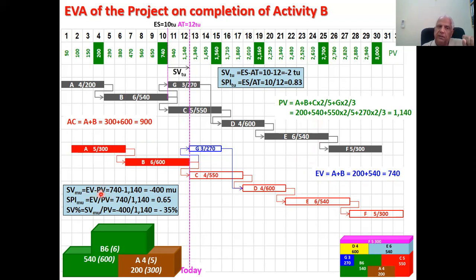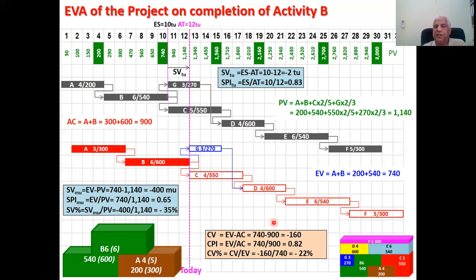Instead of subtraction, division gives you 65%. If you compare earned value with actual cost, you get an idea where the project is going in terms of budget. You have earned 740, and in the process spent 900. Surely you're spending more. You are getting over budget, which is indicated by cost variance and cost performance index.